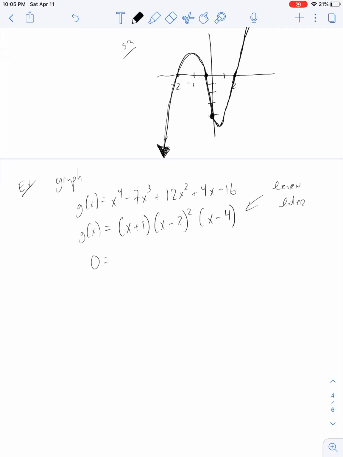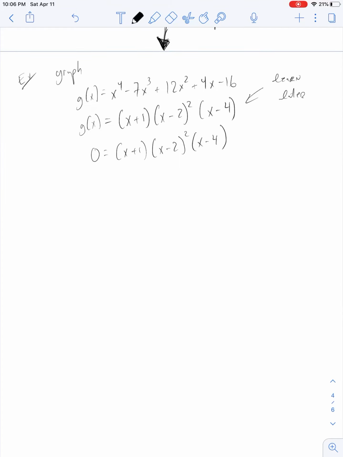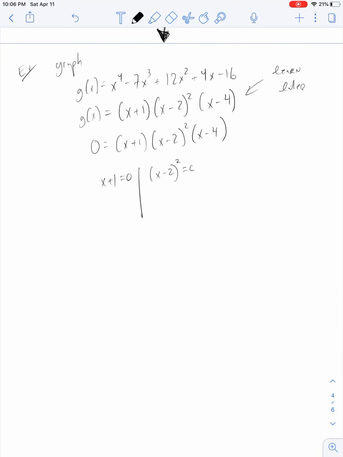Okay, so we just say 0 equals this. Right, and this is great because it's already in factored form. So here we have x plus 1 equals 0, right? We have this x minus 2 to the power of 2 equals 0. And we have x minus 4 equals 0. Well, this answer is just negative 1.